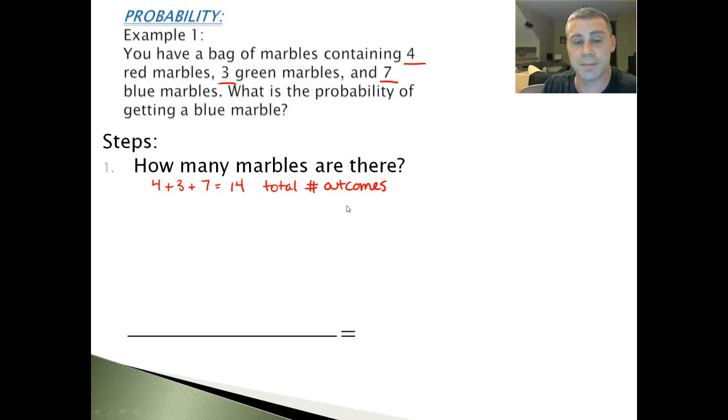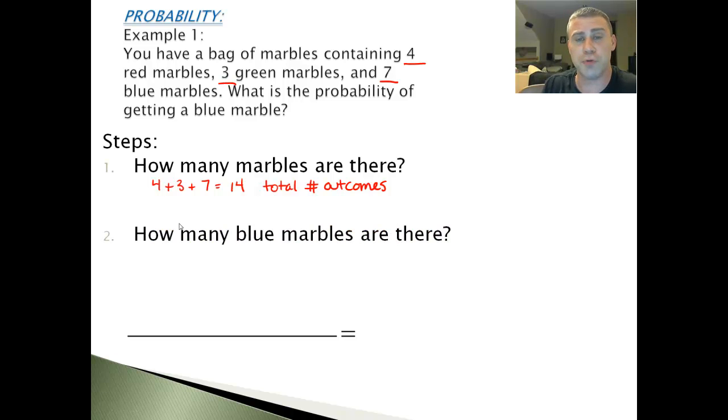Now 14 is our total number of outcomes, meaning that's every possible outcome of drawing a marble from the bag. Okay? So then the next thing that you need to find is how many blue marbles there are. Now we're looking for how many blue marbles there are because the question is, what is the probability of getting a blue marble? So whatever it is that you're trying to find, you want to find the number of that given in the problem. In this case, 7. And we're going to call that the number of favorable outcomes.